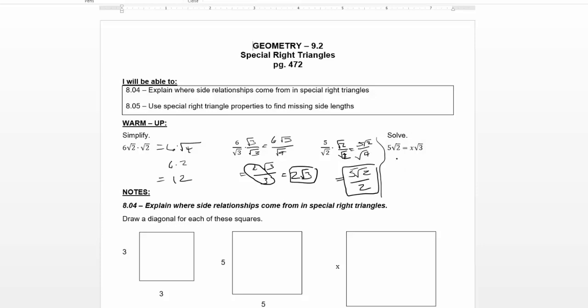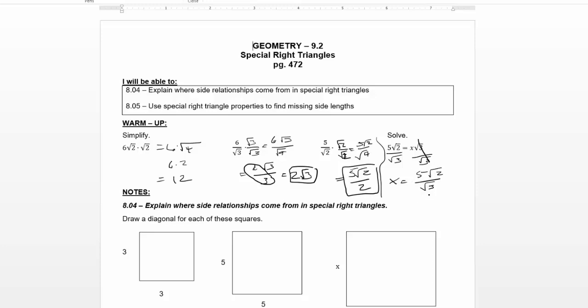Lastly, we want to solve an equation. That means we want to get the unknown by itself, so we'll divide by square root of 3 on both sides. That's not so bad. Square root of 3 divided by square root of 3 is 1, so x is equal to this expression.